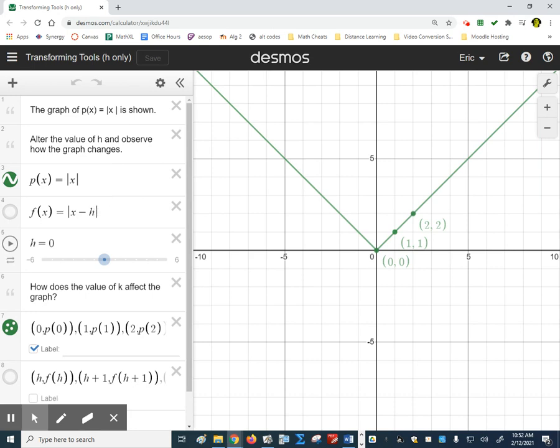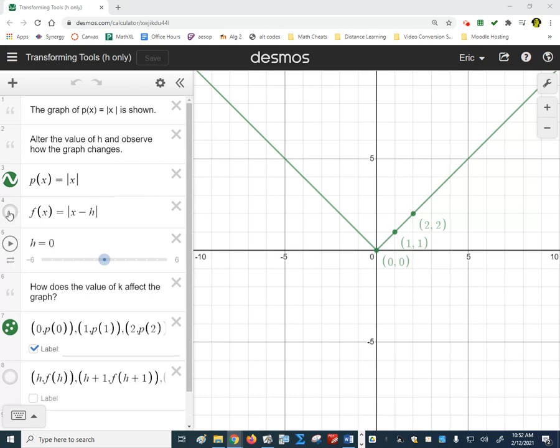Why don't you guys make a prediction for me here? It's kind of a guess. We haven't talked about this yet, so don't be worried about getting this wrong. But what happens if I turn that h into like a 3? So now I've got this new function f of x equals the absolute value of x minus 3. What's that going to do?